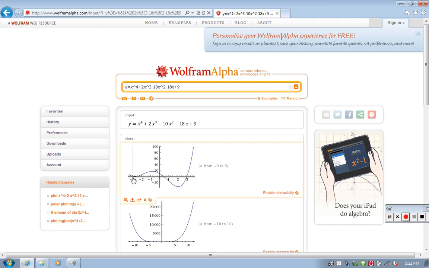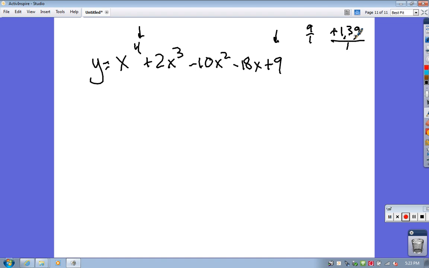3 and negative 3. But remember, my only possibilities for rationals were these whole numbers, 1, 3, and 9. So let's see what's going on. So possible would be 3 and negative 3. So 3 would come from x minus 3. Negative 3 would come from x plus 3. Let's divide out this minus 3 and see if it is a 0.